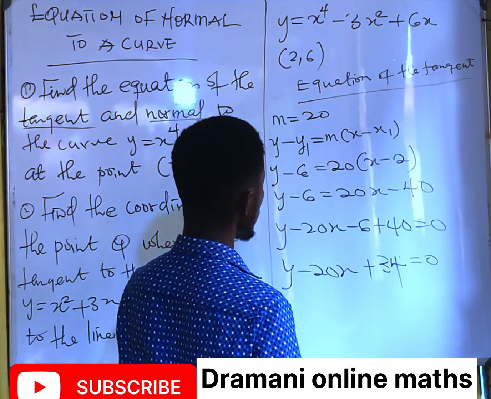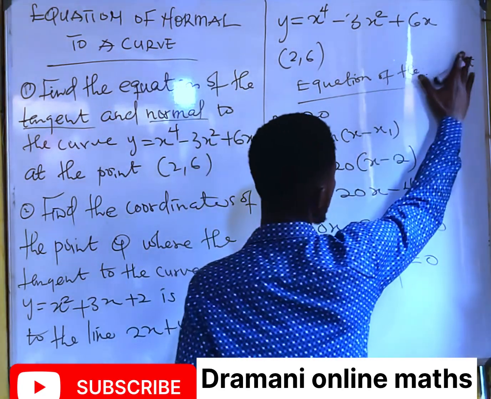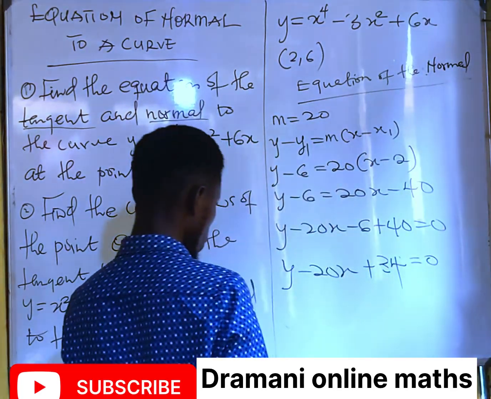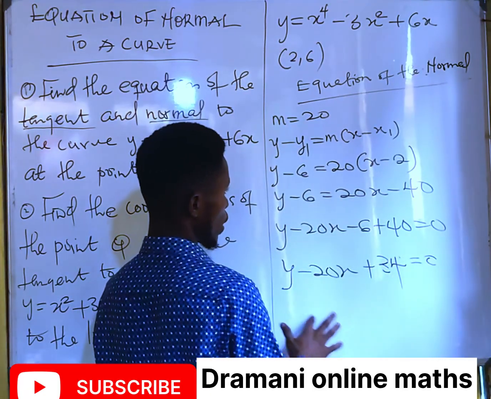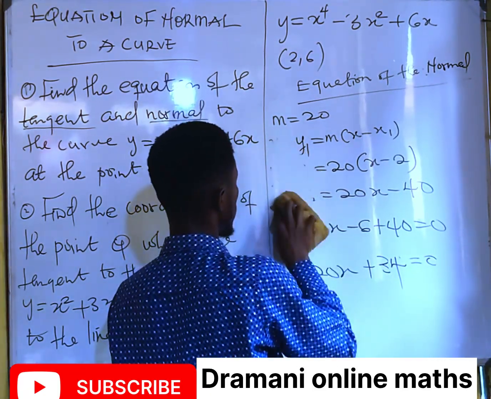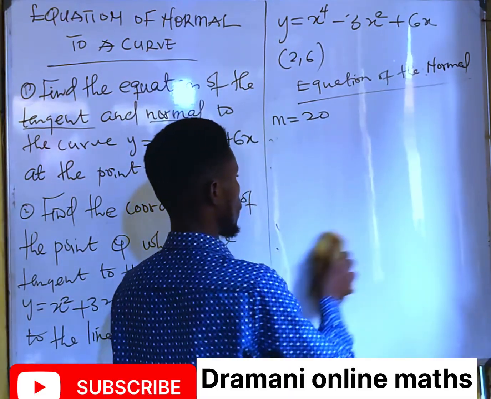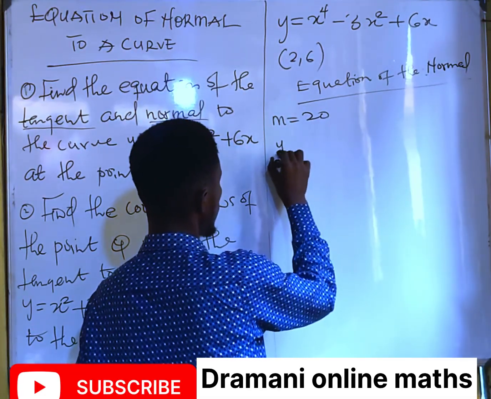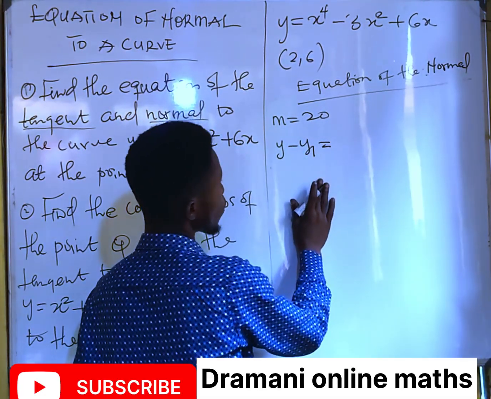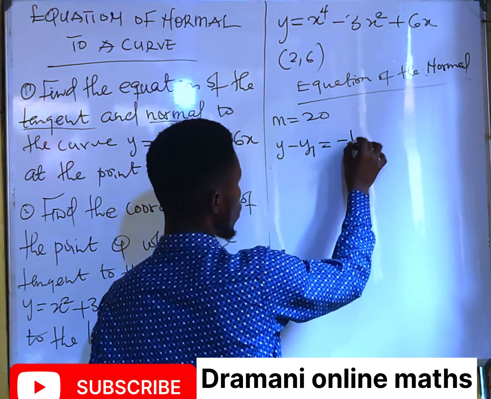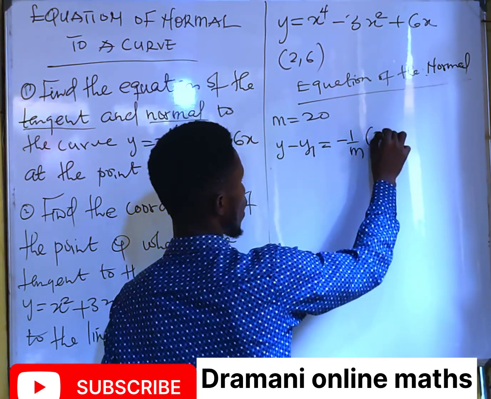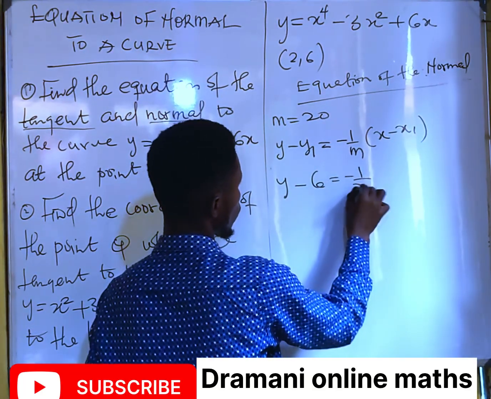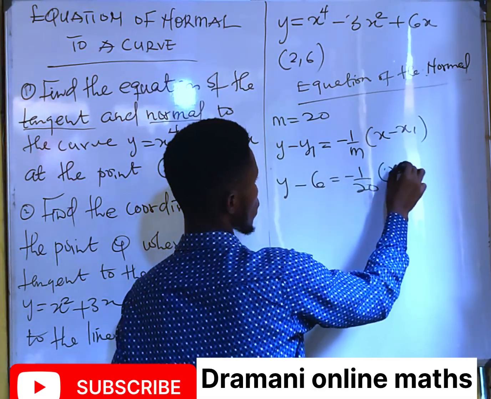Now let's also look for the equation of the normal. Because of the space, let me clean this. So for the equation of the normal line, the formula remains the same: y minus y1 equals, and now we say that for the normal, it is negative 1 over m. This is how we do it. Times x minus x1. So y minus 6 equals negative 1 over 20 times x minus 2.